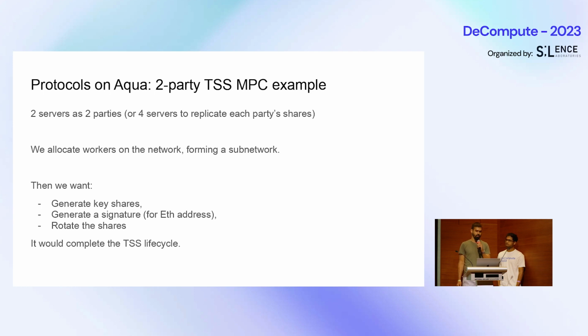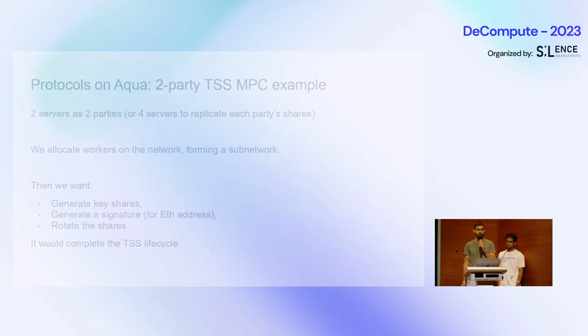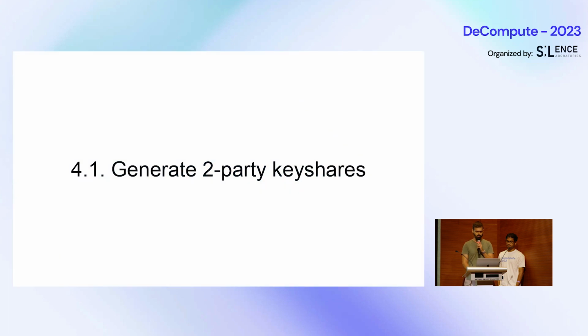We already allocated workers on the network, so we have a subnet, and now we want to generate key shares, generate a signature for an Ethereum address, and rotate the shares. So these steps will complete the TSS lifecycle. So let's begin with generating the key shares.